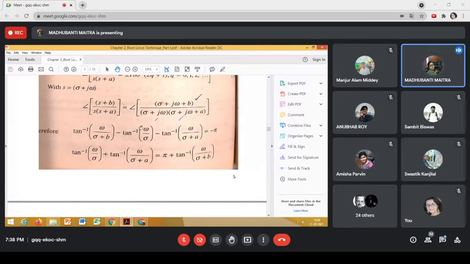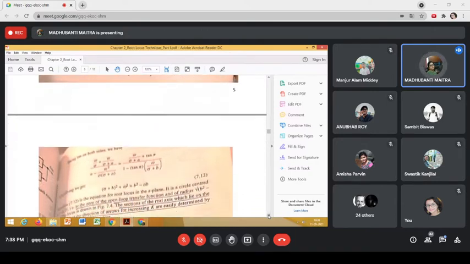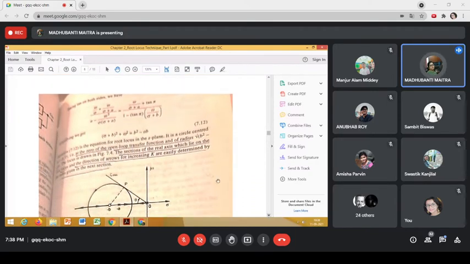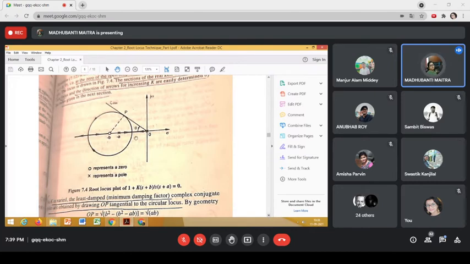The angle contributed by this term, sigma plus j omega, will be minus tan inverse omega by sigma, and the angle contributed by the second pole at minus a will be minus tan inverse omega by sigma plus a. That will be equal to minus pi, minus 180 degrees. Just go through these steps, and finally you will find that the locus is basically a circle. So applying the angle criterion, this example shows that we can sketch the root locus.